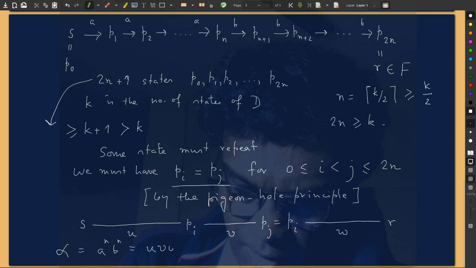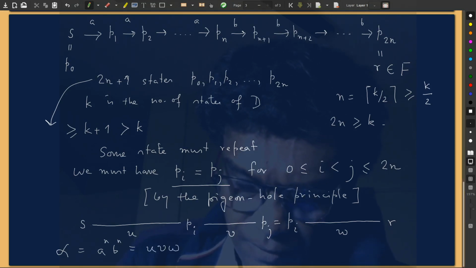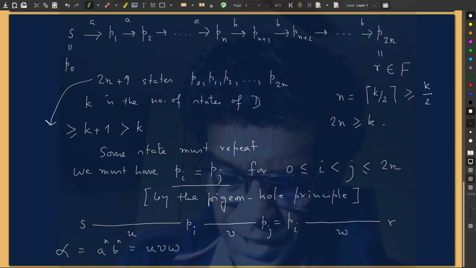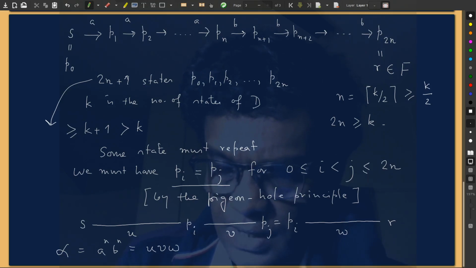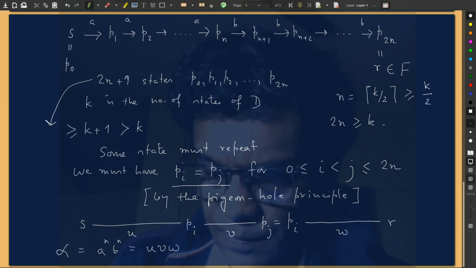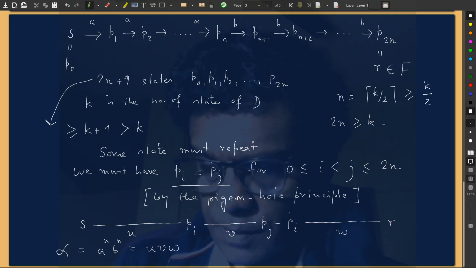So my input alpha, which is a power n, b power n, can be decomposed as u, v, w. U is the portion of the string that the machine reads for moving from the start state S to some state pi. And v is the intermediate part which the machine reads to go from state pi to pj, and it turns out that pj is equal to pi. Finally, the machine reads the third part of the input string, w, in order to reach from the state pi equal to pj, the same state, to the accepting state, r.